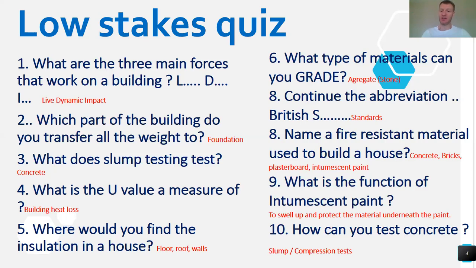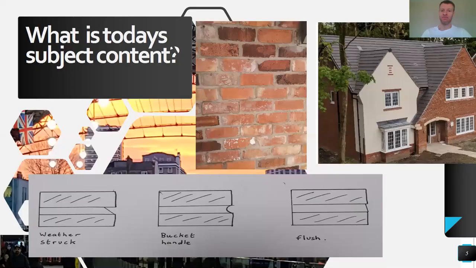Okay, how can you test concrete? We've got the slump test, which we've already mentioned, and we've got the compression test. Now, have a look at these pictures. What do you see? If I move my mouse over here, you'll see different kinds of bricks, but have a look on the inside of the bricks. That is something called mortar. Mortar is what we use to build the house. We put the mortar on top of a layer of bricks and then we put the next layer on top.